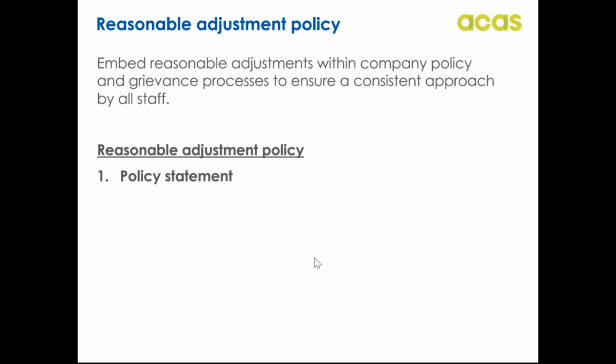A policy could open with a policy statement committing the organisation to equality, diversity and inclusion, recognising the legal obligations under the Equality Act of 2010. Explain the objectives of the policy and outline the benefits of reasonable adjustments for both the organisation and employees. Define who the policy applies to, specify that it covers all types of disability, including physical, mental, sensory and neurodiversity. Provide a non-exhaustive list of potential adjustments.